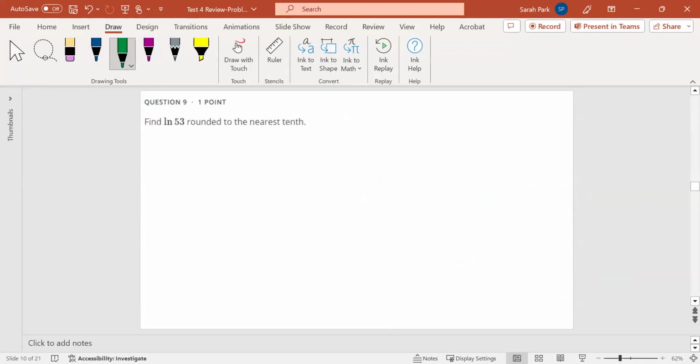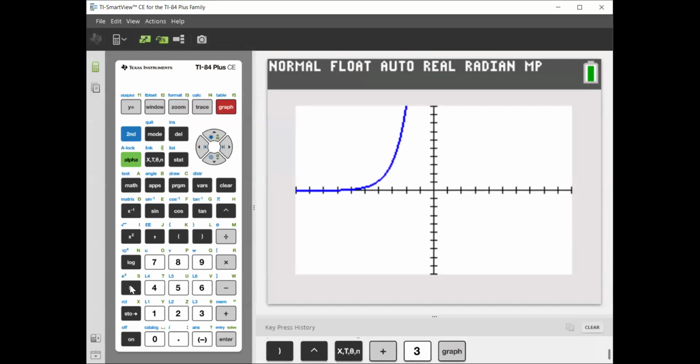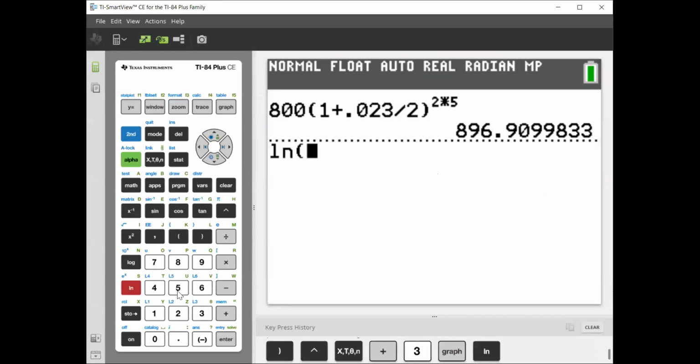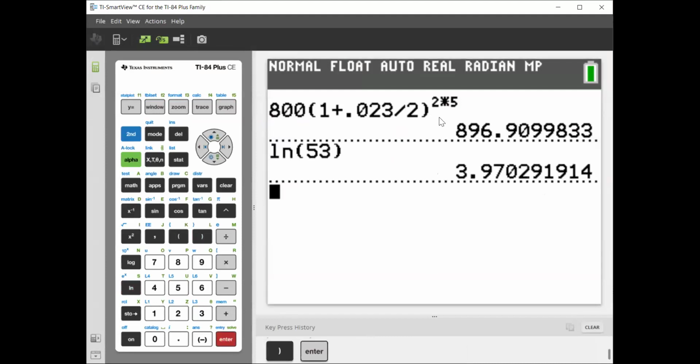Okay, number 9, round ln of 53 to the nearest 10th. So for this one, you do need a calculator. So let me switch to my calculator screen. Okay, all calculators have an ln button, but my ln button's right here, and we put 53, and we get 3.97.